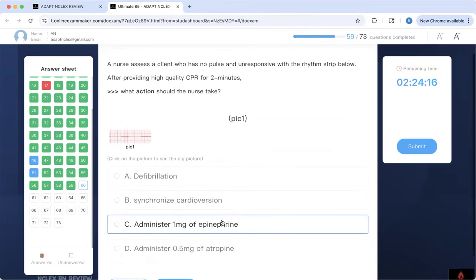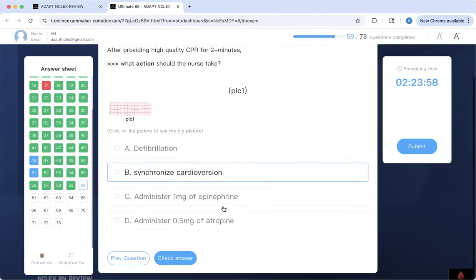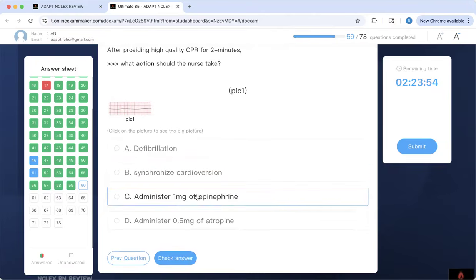And this is assessing the client who has no pulse. There's no pulse. The client is unresponsive with this rhythm, and you started CPR for 2 minutes. No pulse. This is the rhythm. Flat. Asystole. And you've done CPR for 2 minutes, what action should you take? Defibrillate, synchronized cardioversion, administer 1 milligram of epinephrine, or give them atropine?